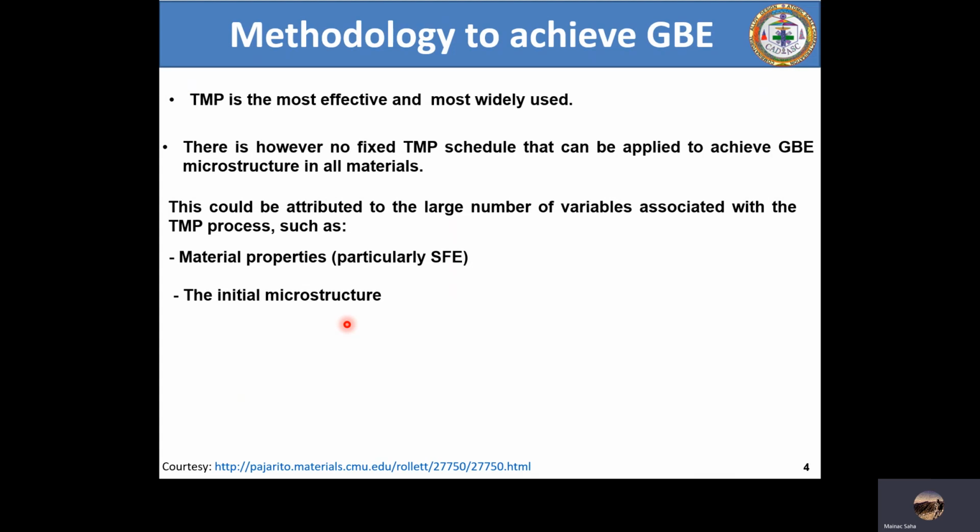Secondly, it also depends on the initial microstructure, whether it is an equilibrium state or a non-equilibrium state. First of all, it mainly depends on what is the initial fraction of high angle boundaries in the initial microstructure. Based on that, we need to decide the TMP schedule, of course.